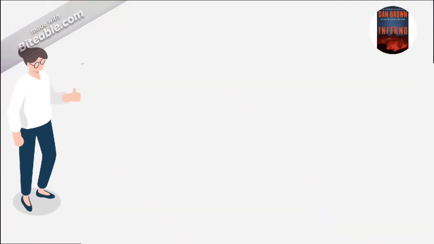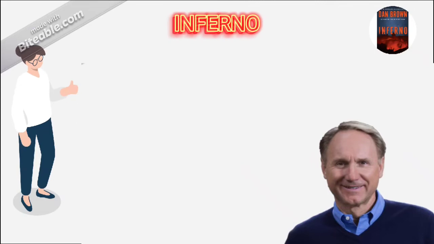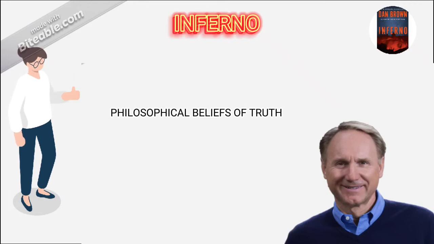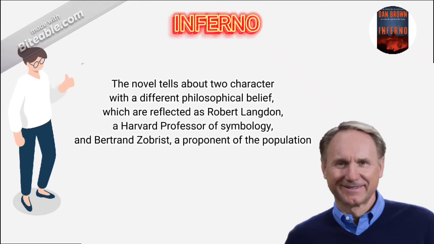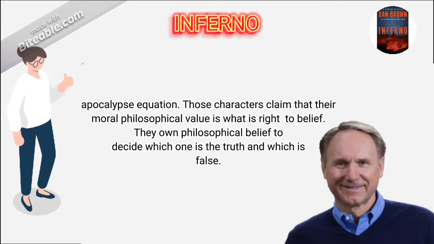We have here a sample review of a moral and philosophical approach on a novel by Dan Brown entitled Inferno. In the novel, the author portrays that there are two sides to the philosophical belief of the truth which exists in a society. The novel tells about two characters with different philosophical beliefs, reflected as Robert Langdon, a Harvard professor of symbology, and Bertrand Zobrist, a proponent of the population apocalypse equation.